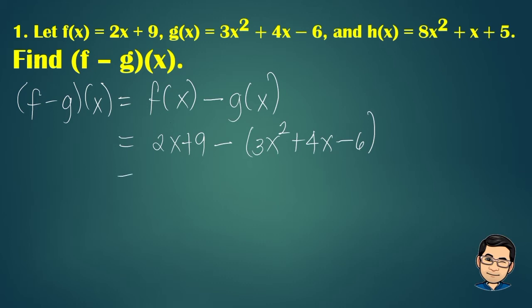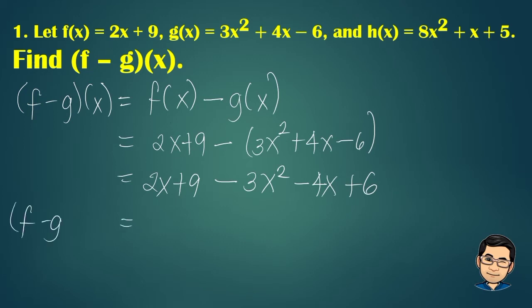Okay? 2x plus 9 minus 3x squared. 4x magiging minus 4x. And then, ang negative 6 magiging positive 6. And then, we combine like terms. F minus g of x. So, walang kamukha yung negative 3x squared. So, una natin siya. Okay, and then 2x minus 4x, that is negative 2x. And then, 9 plus 6, that is 15. So, this is our final answer.